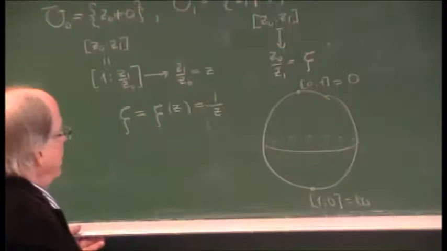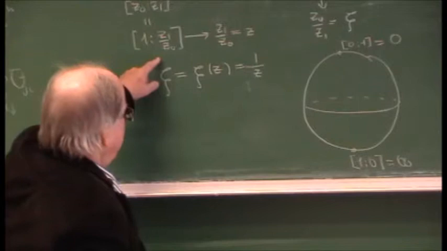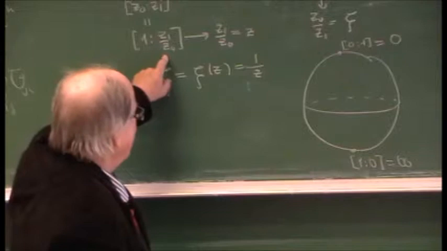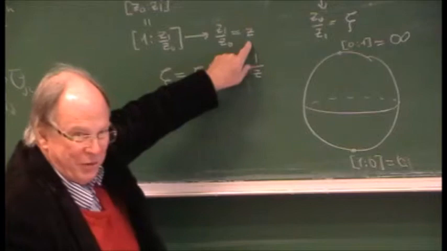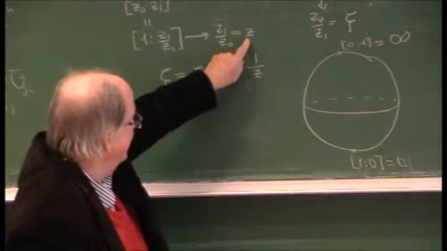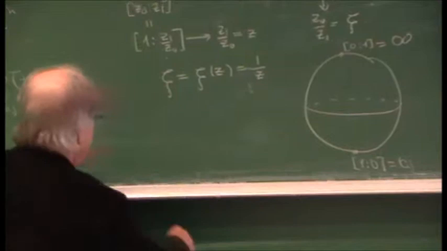Actually, to be consistent with complex analysis in one variable, probably I will call this infinity, and this zero. Let me make sure. Yes. Because this variable is used for the usual coordinate on the complex plane, and where this variable is zero is here, 1, 0. So this is the complex plane. We have got this thing set up.